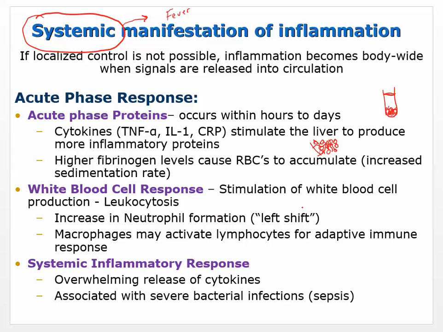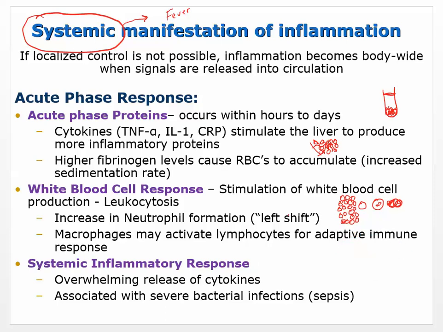So you'll start to see what's called a left shift, and you'll start seeing more immature neutrophils. Normally you have a nice distribution of young and mature neutrophils, but when you have a systemic infection, the bone marrow starts making a whole bunch of new ones. So you see a whole bunch of immature ones. If you're graphing it out, you can say, oh, a bunch of immature ones over here on the left, and mature on the right. So sometimes people call that a left shift. Okay, so macrophages may activate lymphocytes for the adaptive immune response.